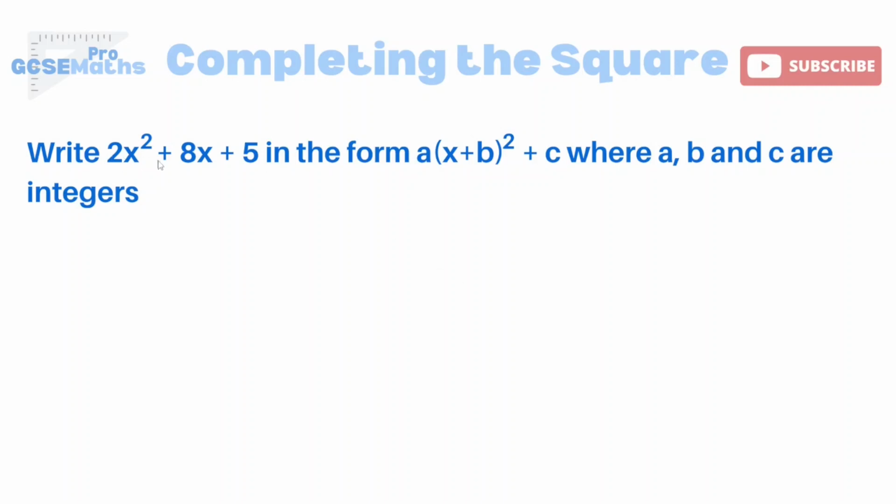Now we're applying it to a harder quadratic. As you can see here, we now have 2x squared, not just 1x squared. So write 2x squared plus 8x plus 5 in the form a brackets x plus b squared plus c, where a, b and c are integers.